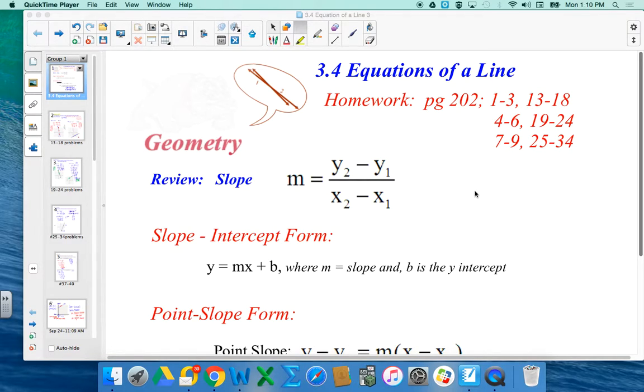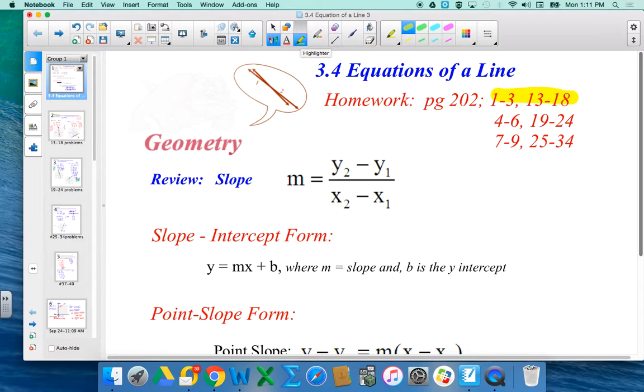Alright, y'all need to copy down the homework exercises, page 202, 1 through 3, 13 through 18, 4 through 6, 19 through 24, 7 through 9, and 25 through 34. I've written them this way because of the way they're worked. These problems are worked alike, and these problems are worked alike, and these problems are worked alike, and I've put my examples down based on that information, okay?